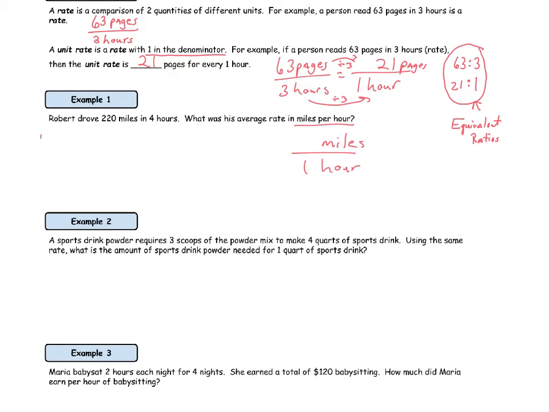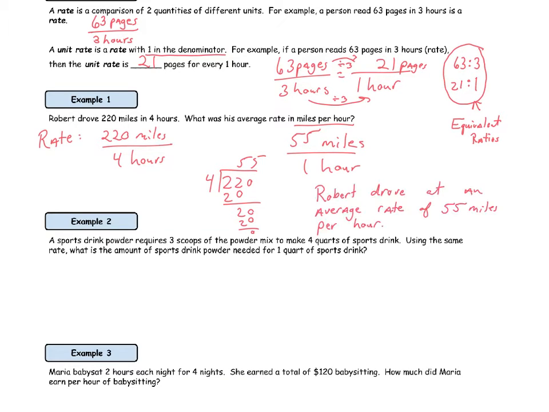Our rate in this case is 220 miles all over 4 hours. In order to get our denominator of 1, we have to divide 220 by 4. So 220 divided by 4 is 55 miles. So what is his average rate in miles per hour? Robert drove at an average rate of 55 miles per hour.